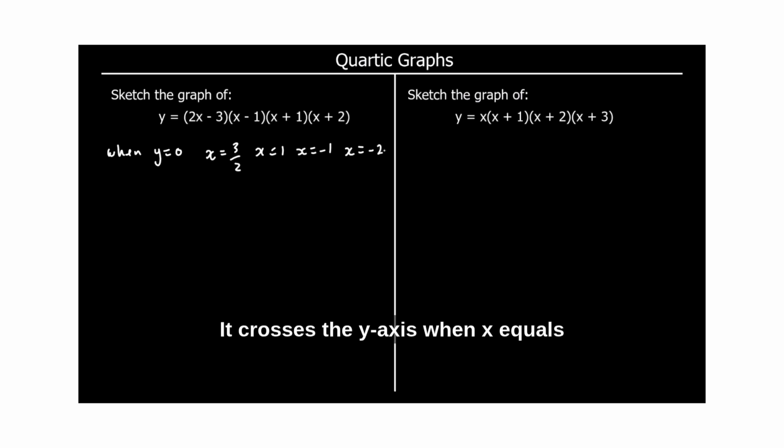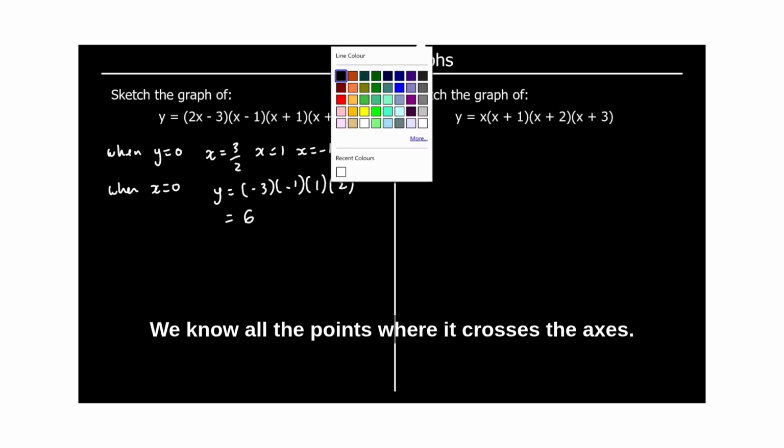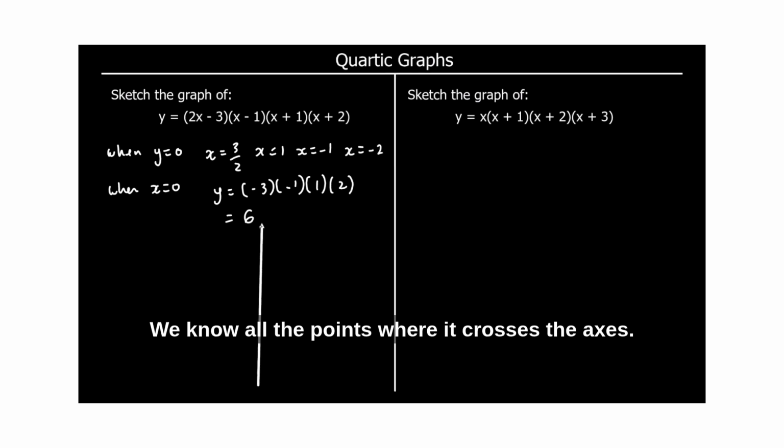It crosses the y-axis when x equals 0. So when x is 0, y is going to be -3 times -1 times 1 times 2. A negative times a negative is positive, so it's going to be a positive answer. And 3 times 2 is 6. So now we can just sketch it. We know all the points where it crosses the axes.